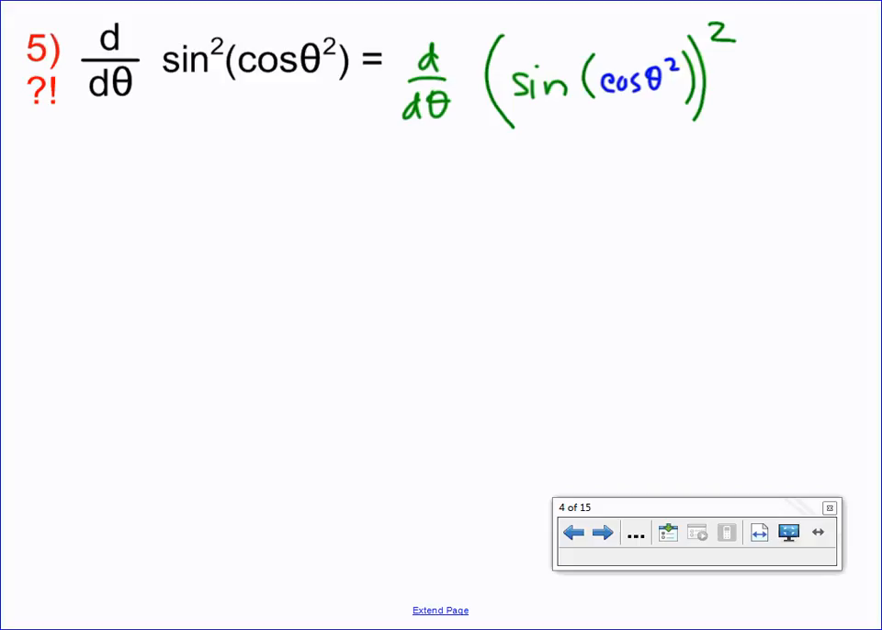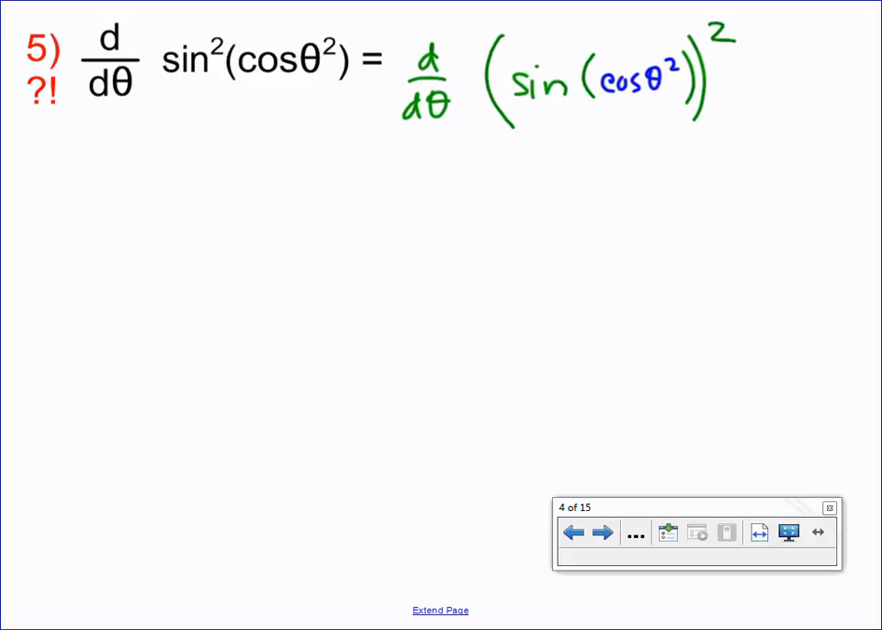So we took our original sine squared of cosine theta squared and we rewrote it as a power function explicitly. So we can see that we've got sine of cosine theta squared, all squared. Does everybody see that? Now it's plain to see my overall function is a squaring function. The derivative of a squaring function is the power rule: exponent times the base raised to 1 less.